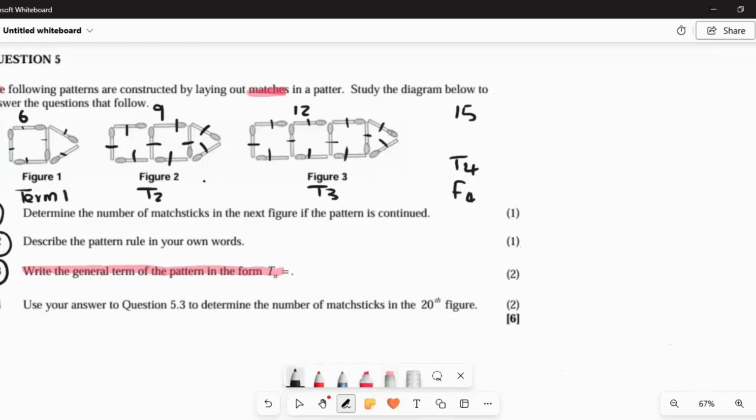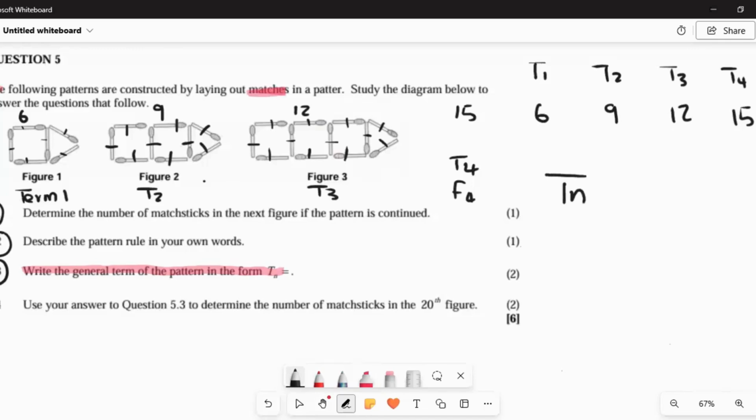Here we need to look for the difference, right? So let's just write, we know we have term 1, term 2, term 3, and term 4, or figure 1, figure 2, whatever the case may be. So for term 1, we have 6 match sticks. Term 2, 9 match sticks. Term 3, 12. And then lastly we have 15. So our general rule in this case, we firstly need to find our difference.